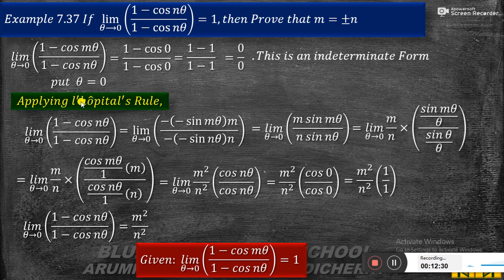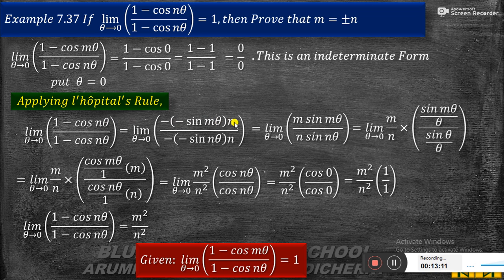Applying L'Hopital's rule, I write the given limit: the limit as theta tends to 0 of 1 minus cos m theta by 1 minus cos n theta. L'Hopital's rule means we differentiate the numerator and denominator separately. First I differentiate the numerator, 1 minus cos m theta: the differentiation of 1 is 0, minus the differentiation of cos, which is minus sin. So minus of minus sin m theta.